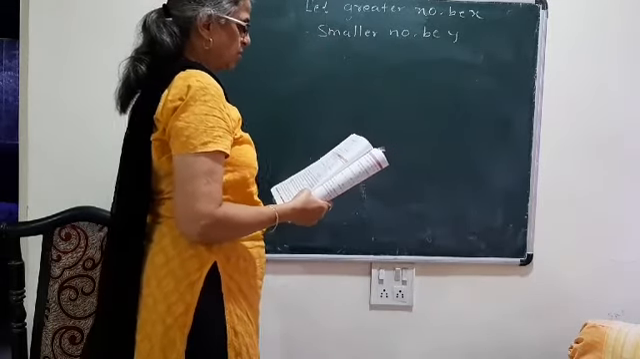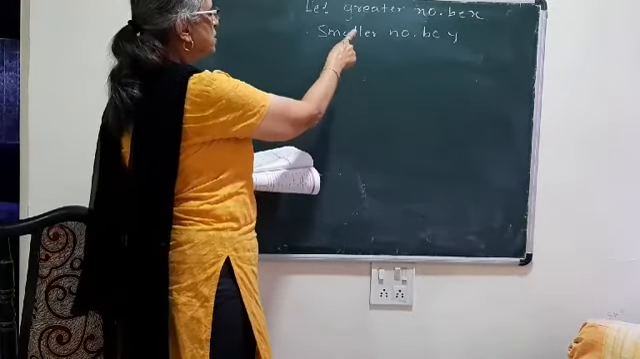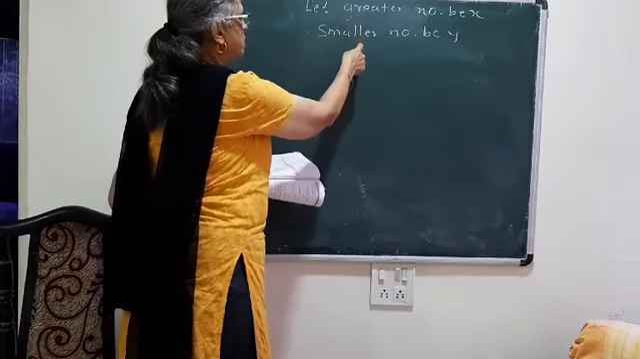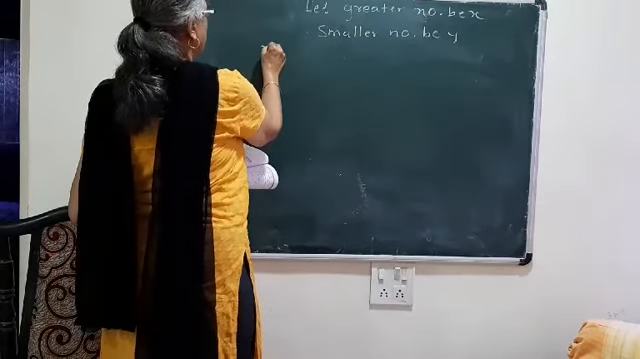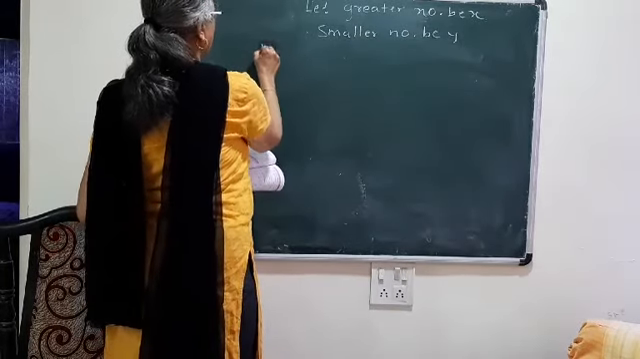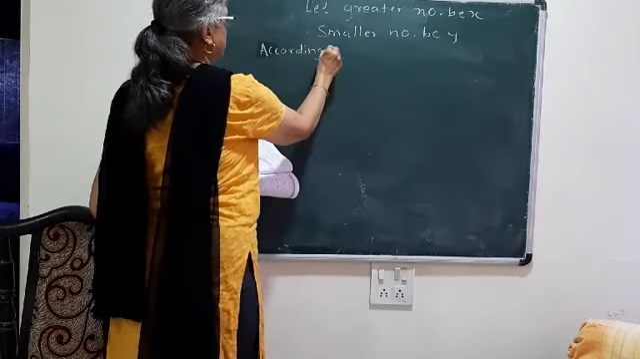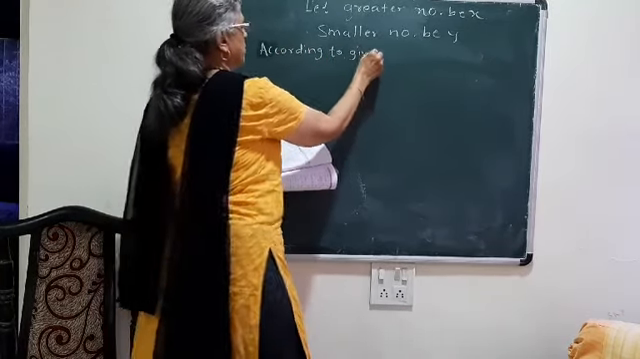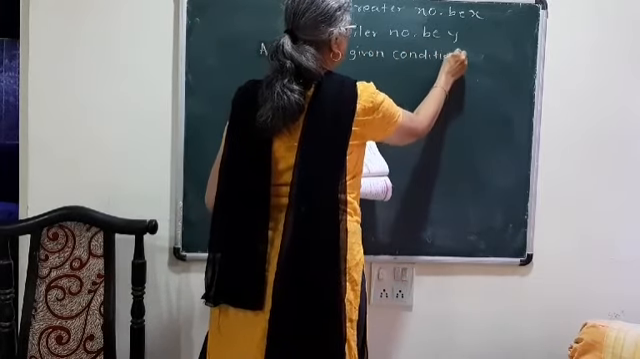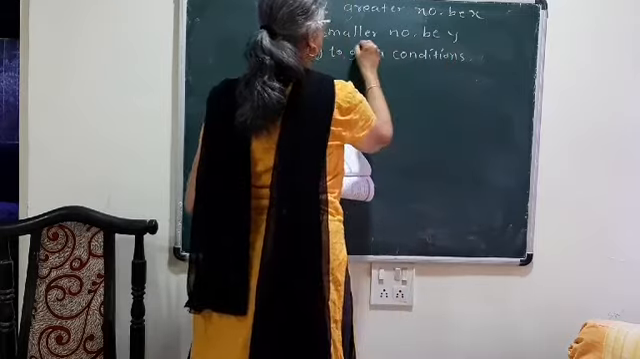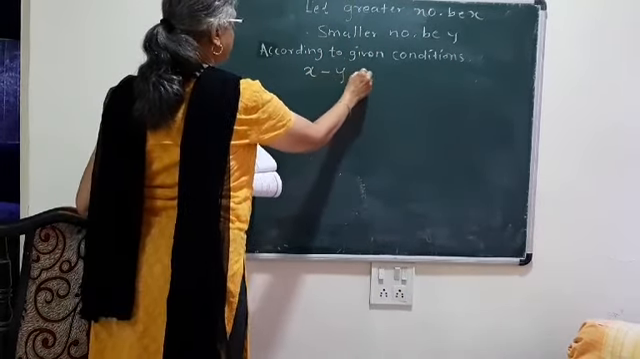Now, the two numbers differ by 3. That means the first equation will be greater number minus smaller number is equal to 3. So according to the given conditions, the first equation will be x minus y equal to 3.